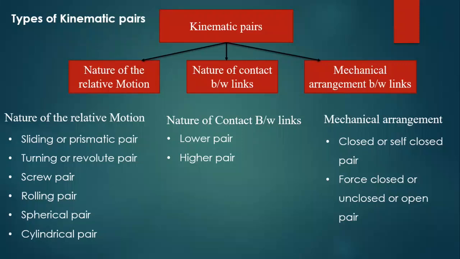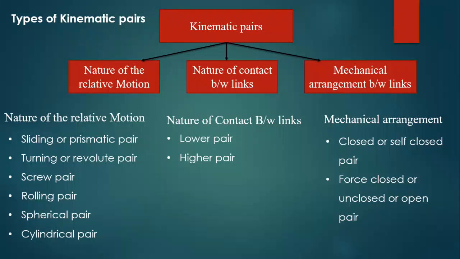We are mechanical engineers, and today we will discuss the types of kinematic pairs. First, we should know what is meant by a kinematic pair. As you know, a kinematic pair is a joint of two links that permits relative motion. A number of links are joined together to form kinematic pairs. It is a joint of two links that permits relative motion.